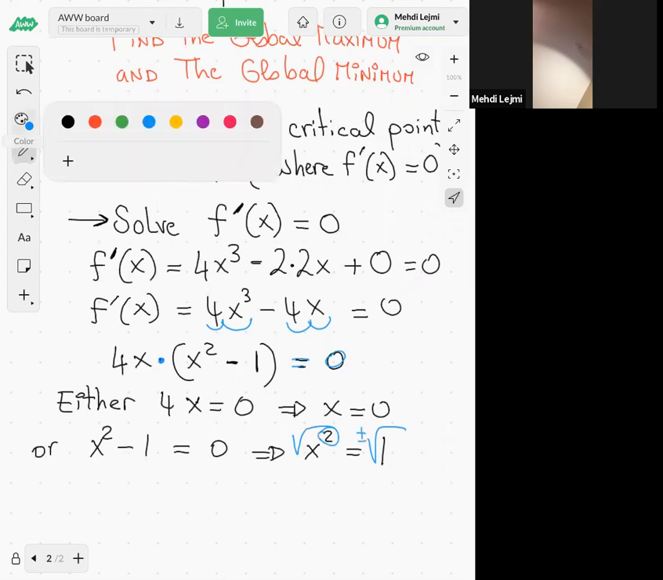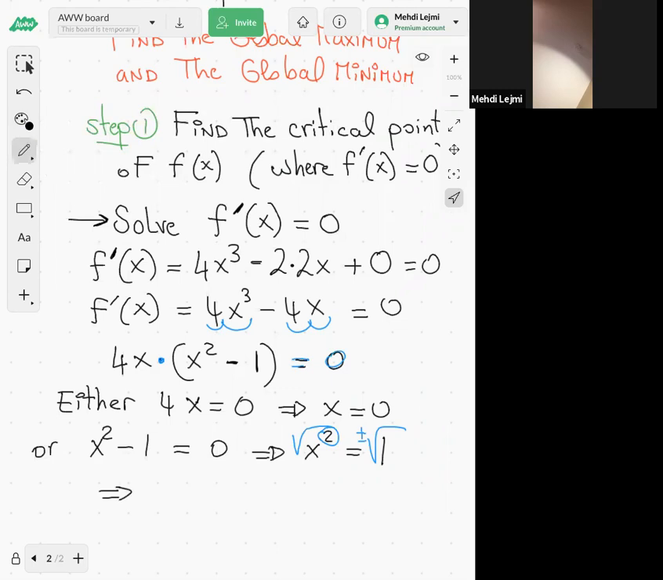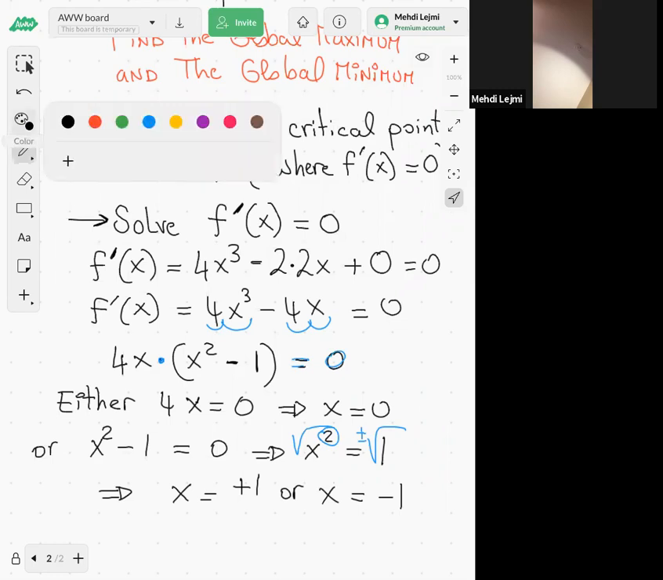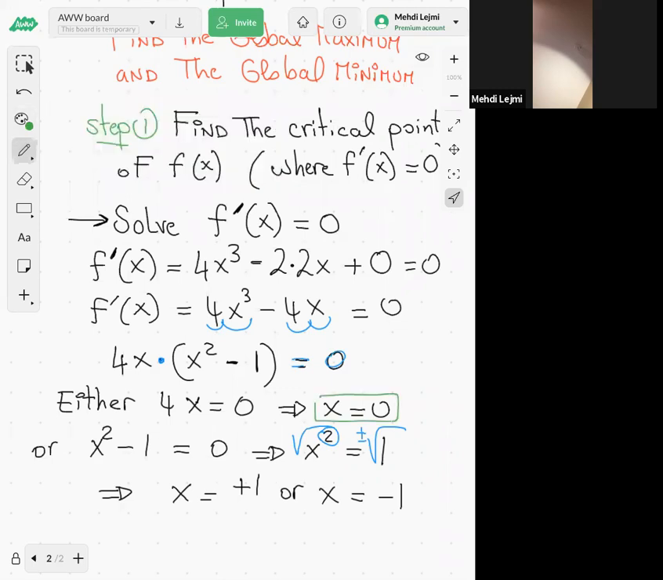So you have x equal to the square root of 1, which is 1. So it's plus or minus 1, right? So x is positive 1, or x is negative 1. So I got 3 solutions: x equal to 0, x equal to positive 1, and x equal to negative 1. All right.